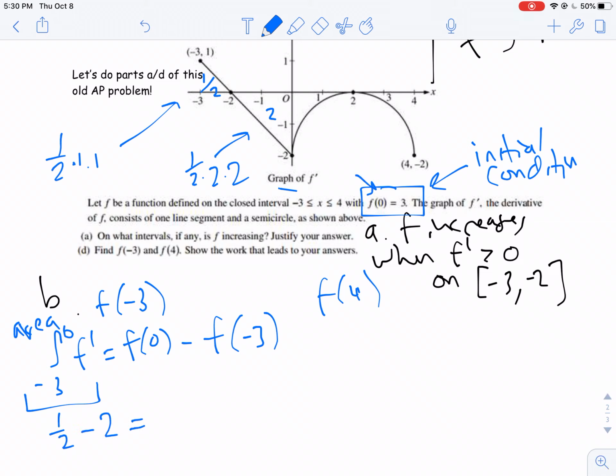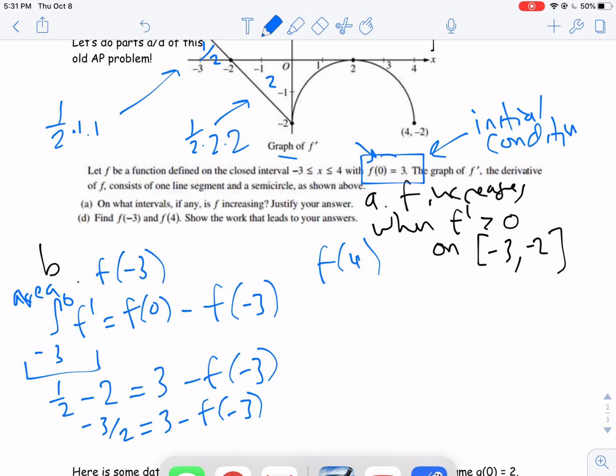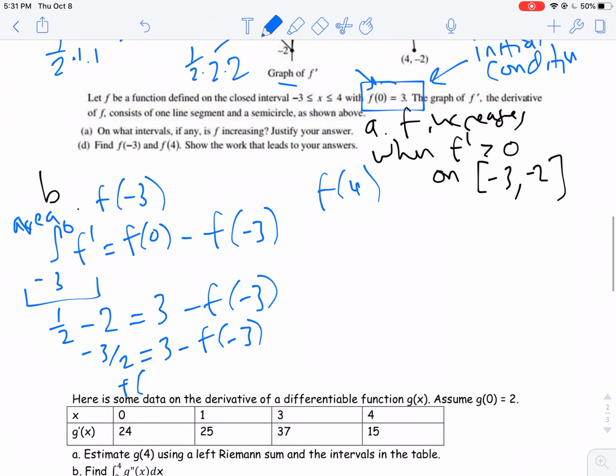That gives you 3 minus f of -3. Okay, so let's see. We have -3/2 equals 3 minus f of -3. Let's add the f to the other side, add the 3/2. So, f of -3 equals 3 plus 3/2. Okay. I'm going to do the exact same strategy to find f of 4.